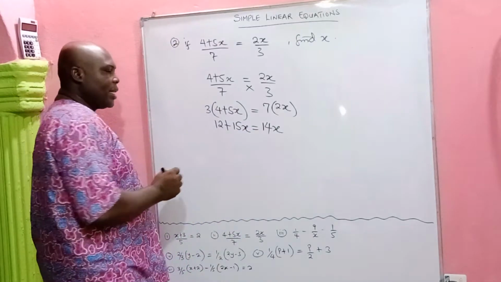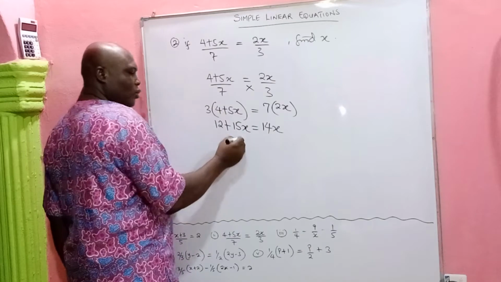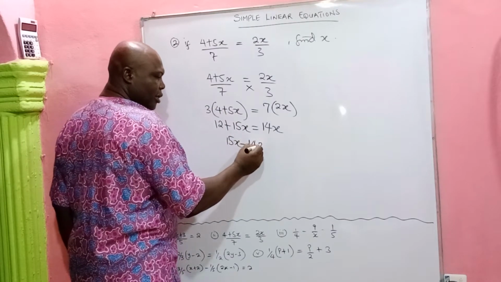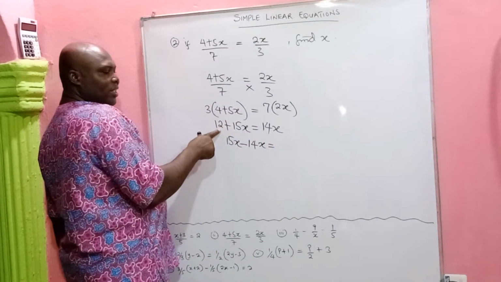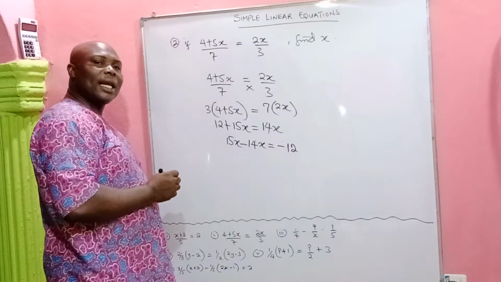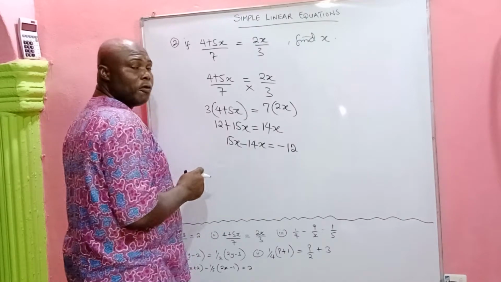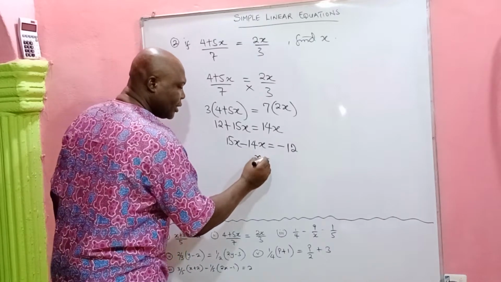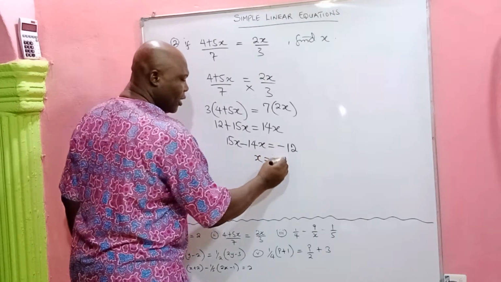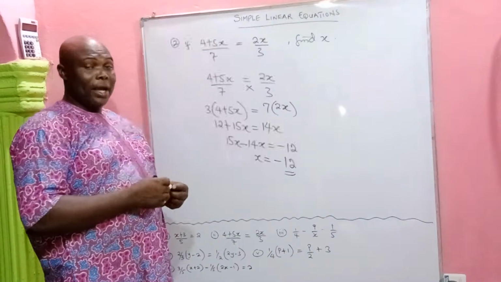So we collect like terms. We are going to have 15x, and 14x crosses to be a negative 14x, whereas positive 12 crosses to be a negative 12. So we have collected like terms, the ones with the x on one side. 15x minus 14x will give us just 1x equals minus 12. It means the value of x there is minus 12.